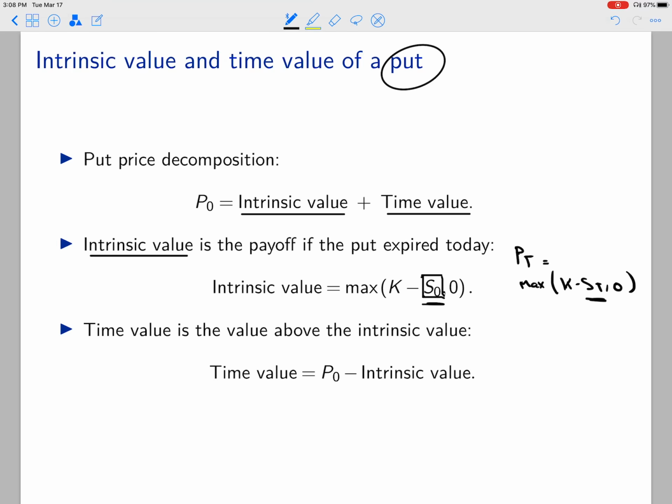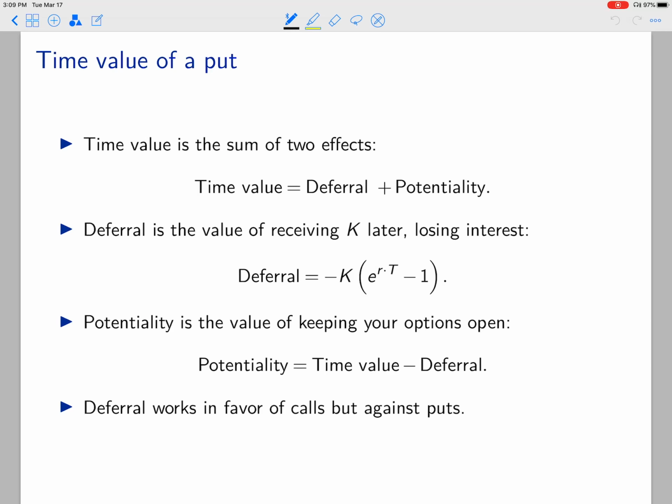Okay. What about time value? Time value is the put's value above its intrinsic value. The way we calculate it is just whatever's left over. Take the put price, P0, and subtract the intrinsic value. Just like the call, we can decompose the time value into two separate effects, deferral and potentiality. But the main kicker here is that deferral is going to work in the opposite direction for the put as the call. While for the call, it's strictly advantageous to defer payment, the put is going to be hurt by deferred payment because it's going to be receiving that strike price at the later date.